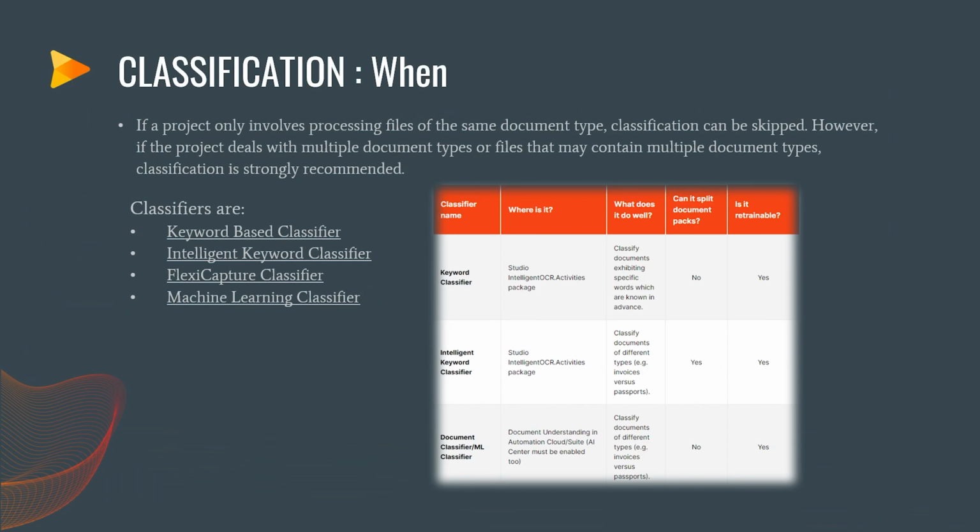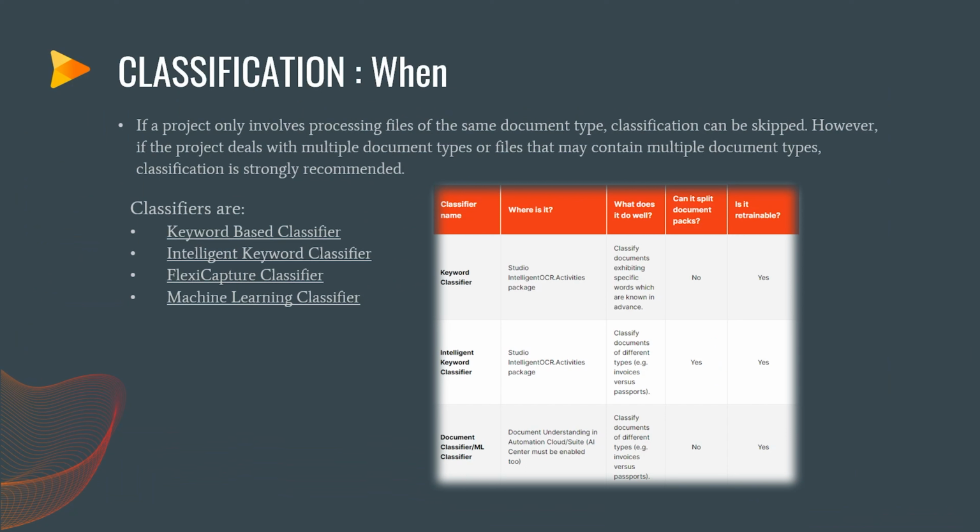Now let's see when to use classification. As I previously mentioned, if your project primarily involves a single document type, like from page 1 to the last page it is an invoice, just an invoice, then we don't need classification since we know that there is only one type of document. However, in the other scenario, where from page 1 to page 3 we have an invoice, and then from there we have a different type, we definitely need to use document classification.